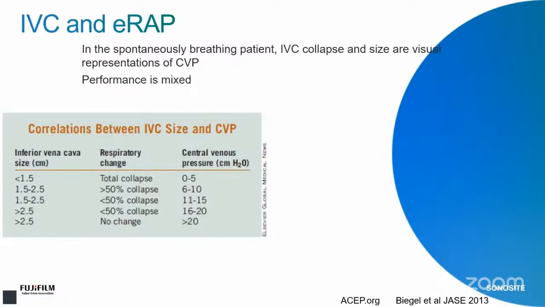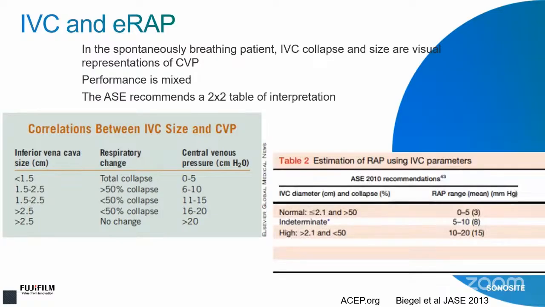assign specific and precise CVP values to different patterns of IVC size and collapse, but we moved away from that, and now we use the American Society of Echocardiography's recommendations, where we basically say if an IVC is small and collapsible, defined by less than 2.1 centimeters in diameter and collapsing more than 50% in a spontaneously breathing patient, then we assign the right atrial pressure of 3.